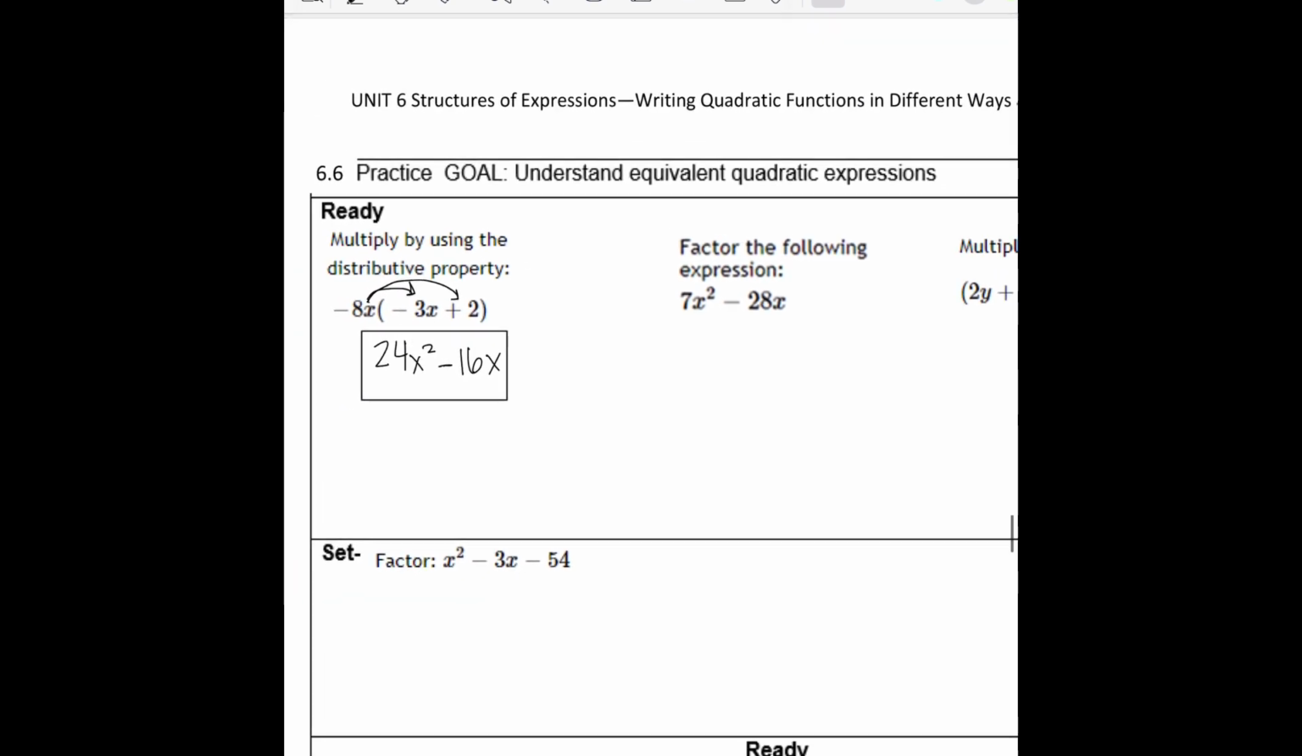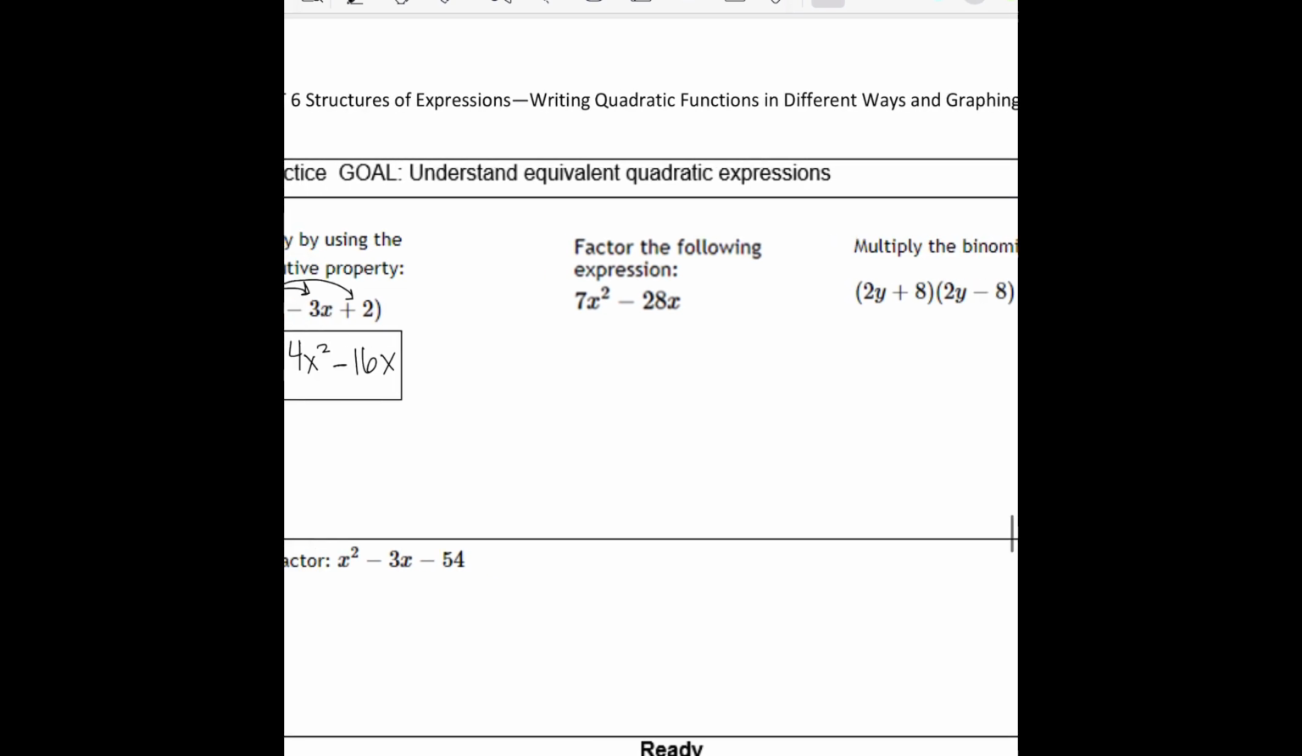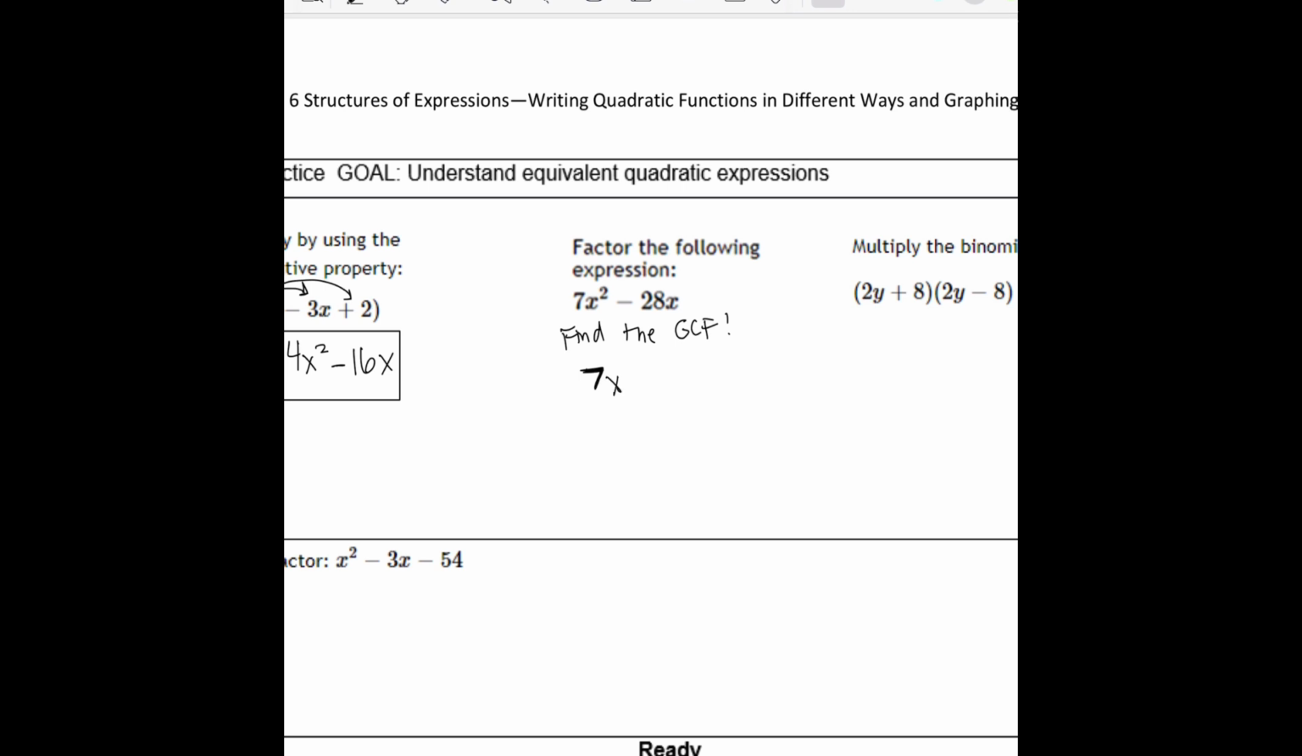Okay, so this is basically asking you to undo the process that we just did. All you have to do is find the GCF. So if you look, the GCF between 7 and 28 is 7. The GCF between x squared and x is x. So they both have an x, a 7 and an x.